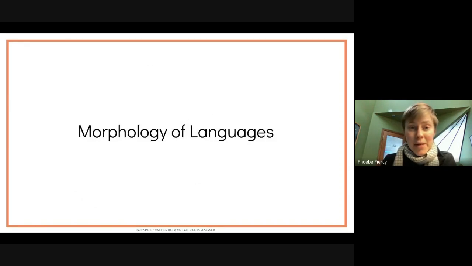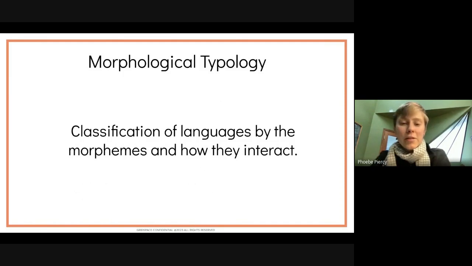So that brings me on to the next section. We're going to have a look at the morphology of languages and how we build up different languages and how different languages treat this kind of building of words. So morphological typology is the classification of languages by their morphemes and how those morphemes interact.